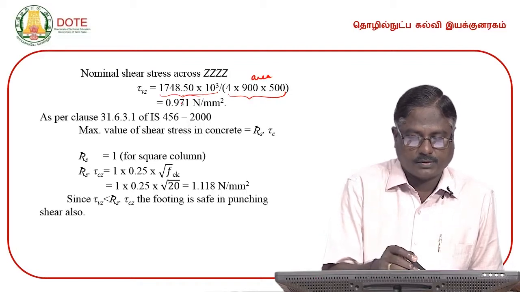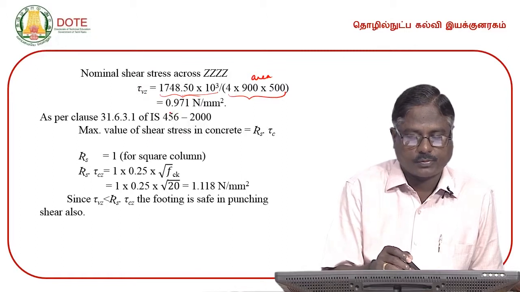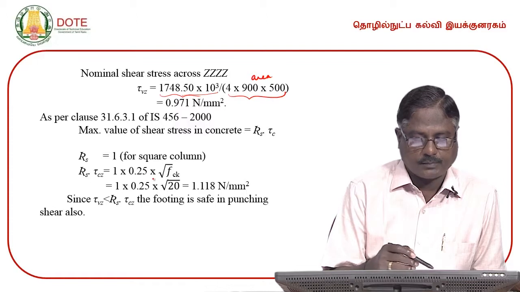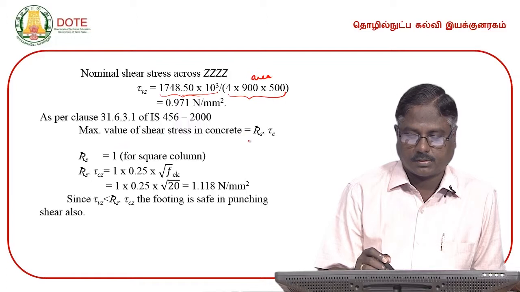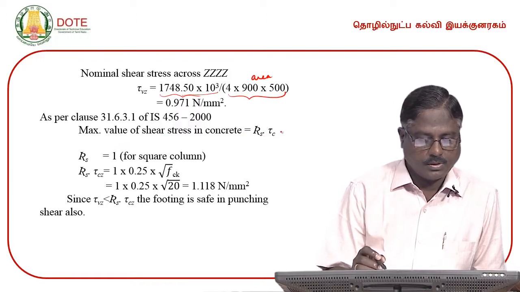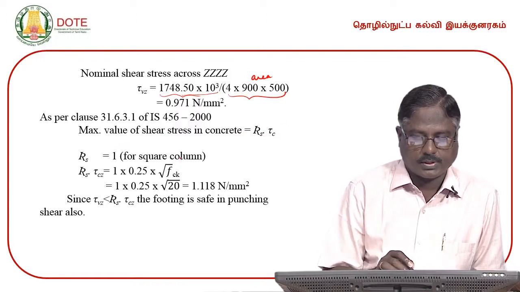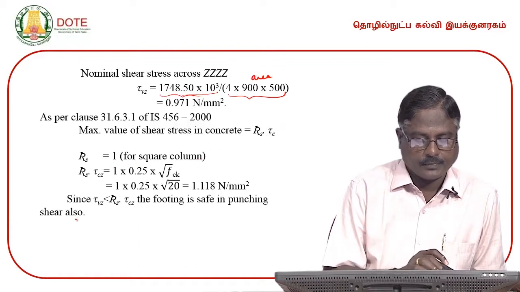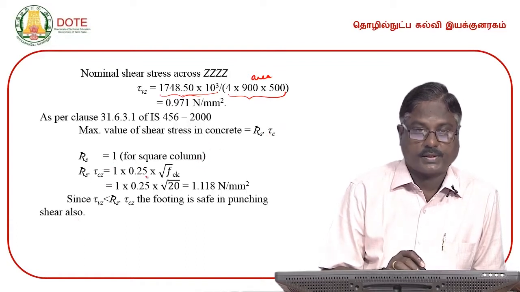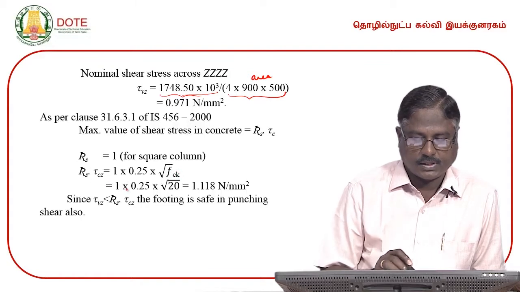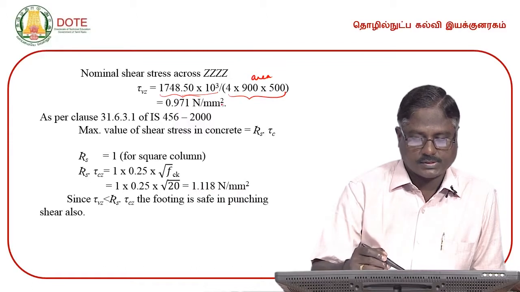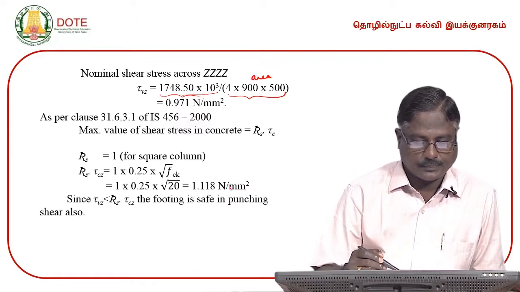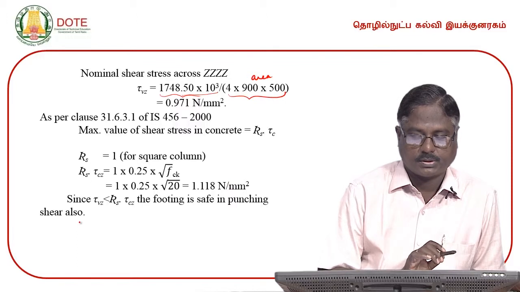So, force by area will give you the stress, and that shear stress is found to be 0.971 Newton per millimeter square, and this is to be checked with the maximum permitted value by the code. So, maximum value of shear stress in concrete is Ks into tau c, and Ks is equal to 1, since it is a square column. So, tau c z is equal to 0.25 times root of fck, and this value is found to be 1.118 Newton per millimeter square. Since tau v z is less than this value, the footing is safe in punching shear also.